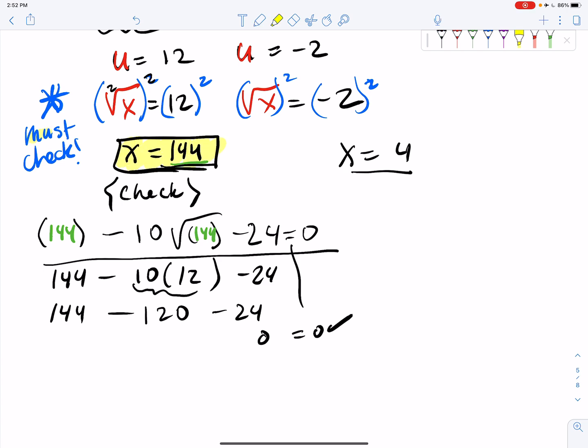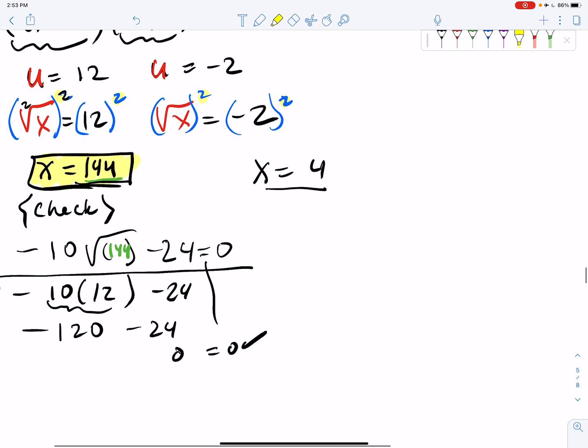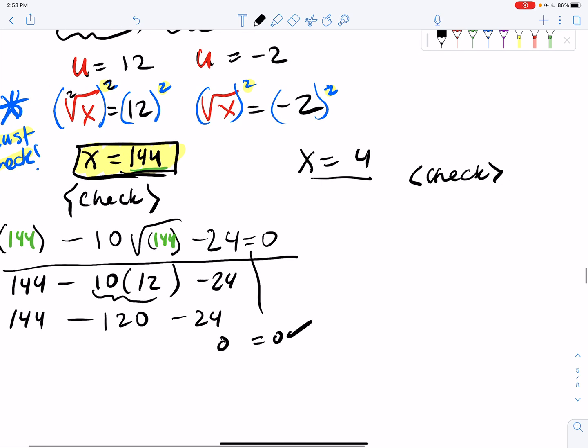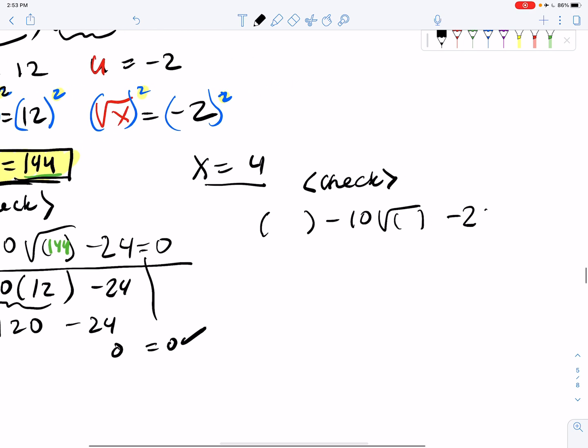We had to check it because we squared both sides of the equation, so we had to check our solutions. There's the first one. We must also check our second solution here. I'm going to write check. We must check this also. It was going to be my answer minus 10 times the square root of my answer minus 24 equals 0. And we run a check.